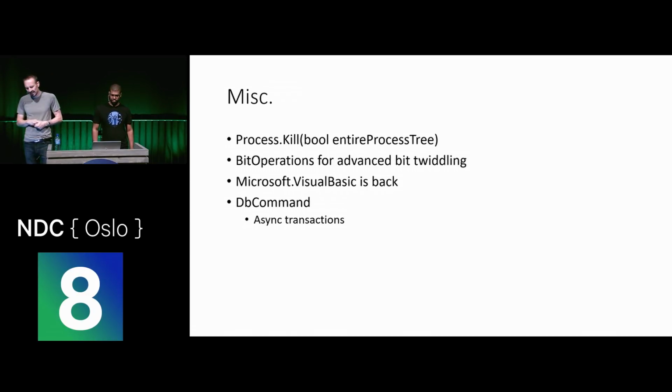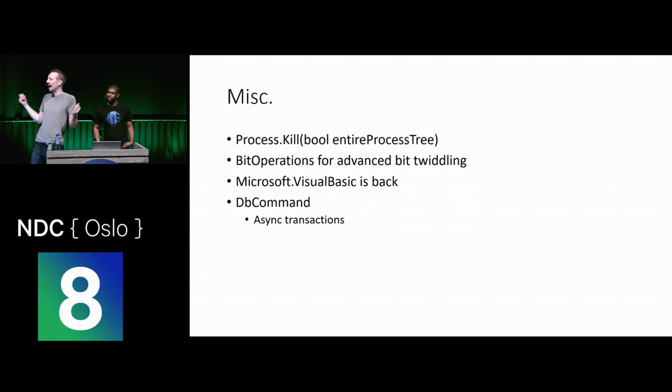All right, some miscellaneous stuff in the BCL, support for Process.Kill and including the entire process tree, which wasn't there before, so you can pass that now and kill all the child processes of a process. Bit operations type for doing advanced bit twiddling for people who are really into like math and image manipulation and other stuff like that. Sound wave, sound files, I guess, I don't know.